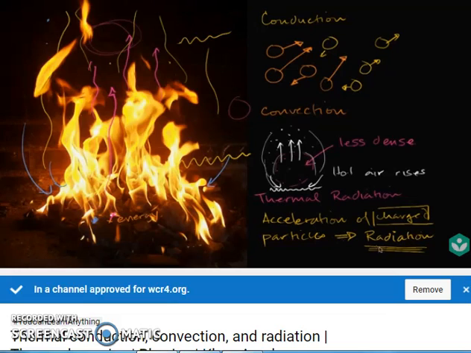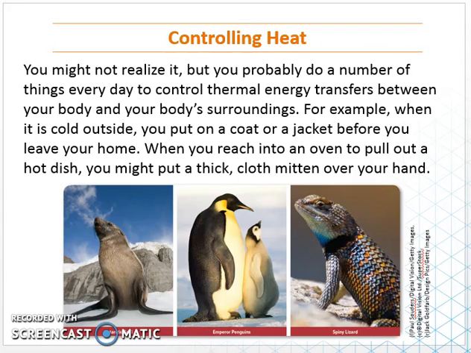And you're like, okay, well, that's all fine. I can see it. But how is that a form of energy transfer? Well, if you've ever sat next to a flame, you will feel the heat. In fact, even if the air between you and the flame is cold, you would still feel like you're getting warm. So you might not realize it, but you probably do a number of things every day to control thermal energy transfers between your body and your body's surroundings. For example, when it's cold outside, you put on a coat, right? When you reach into an oven to pull out a hot dish, do you just stick your hand in there? No, you get a cloth, an oven mitt, something to protect your skin from that hot scalding metal.